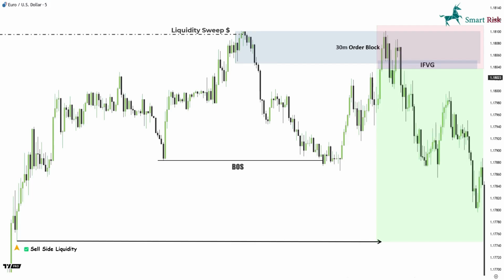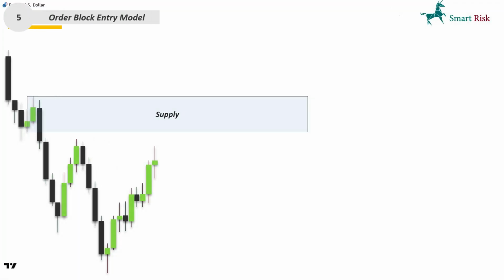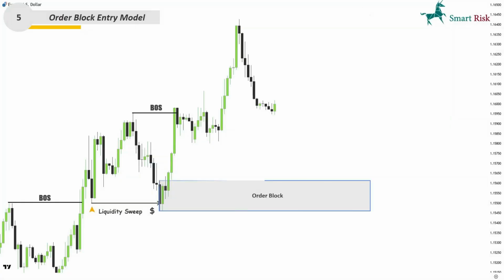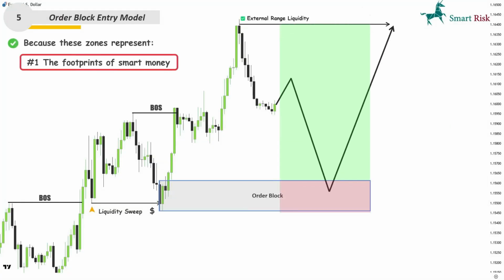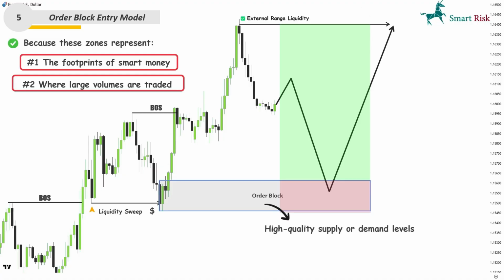Now let's move to the fifth and final entry model that I use, the order block entry. This entry model is a hybrid one, meaning it can be used for both reversal and continuation trades. It's also one of the most basic and widely used smart money concepts entry methods. Order blocks represent the footprints of smart money, areas where institutions initiate positions, usually at the origin of a strong move. These are decisional zones where large volumes are placed before a major expansion, which is why the price often reacts or reverses when it returns to them.